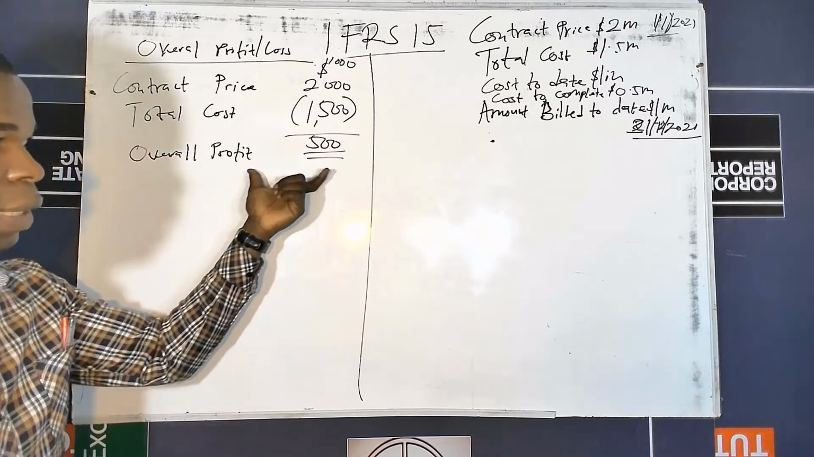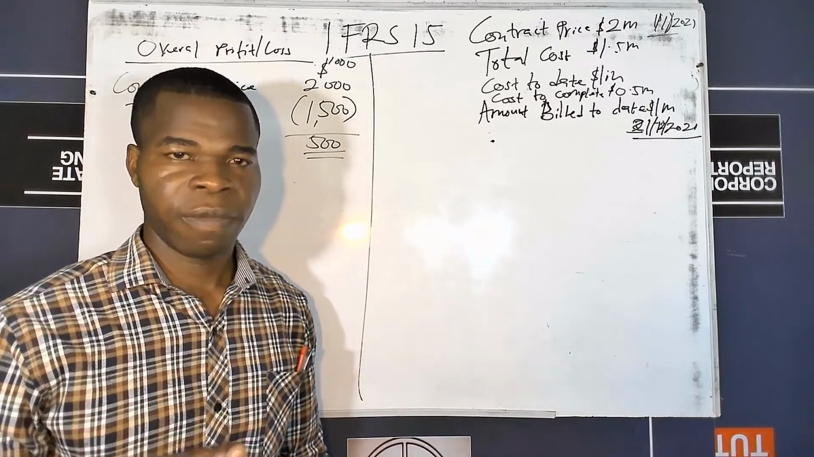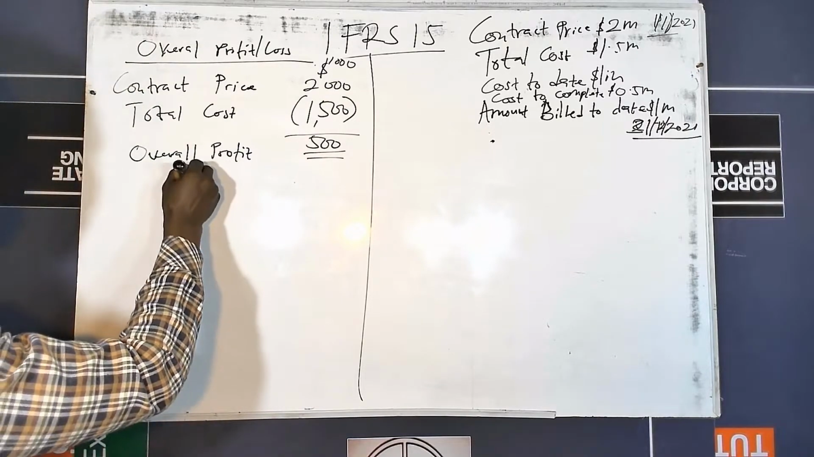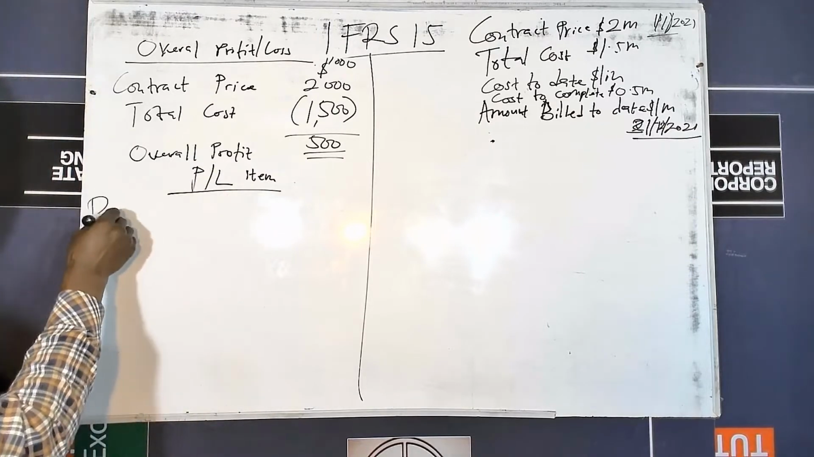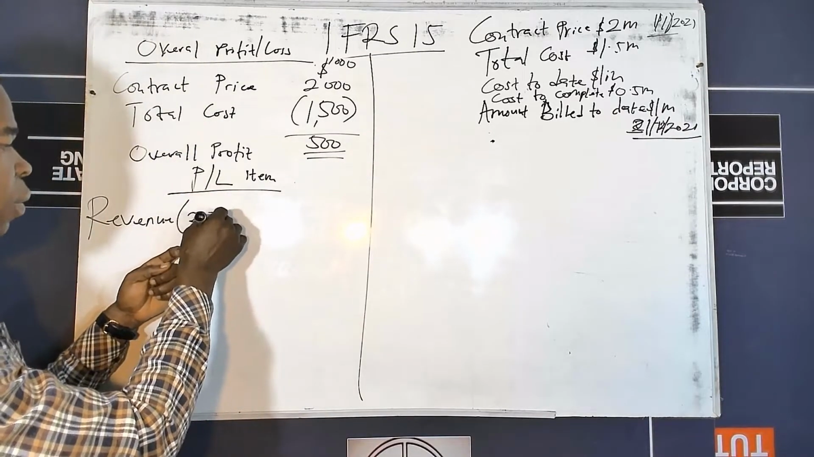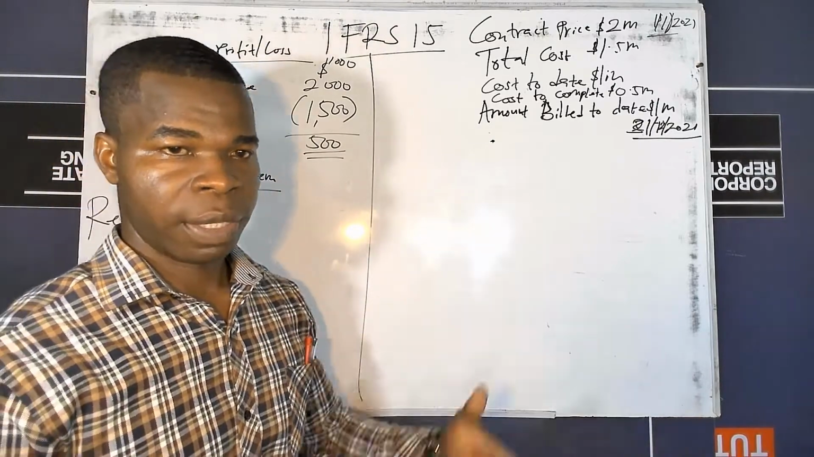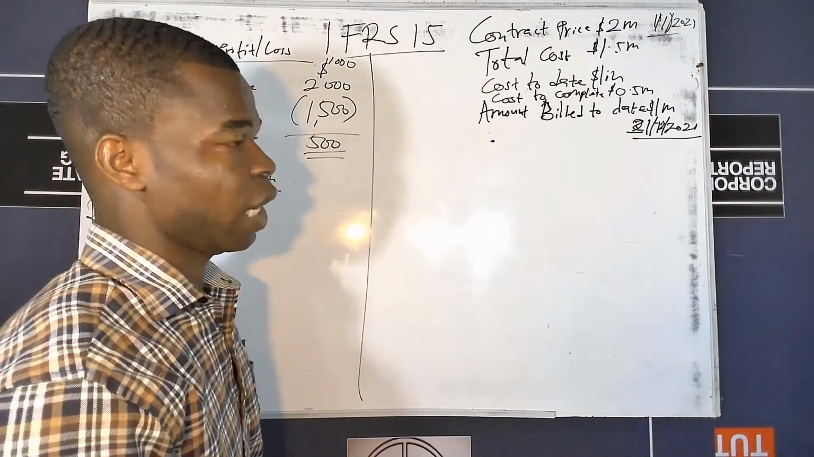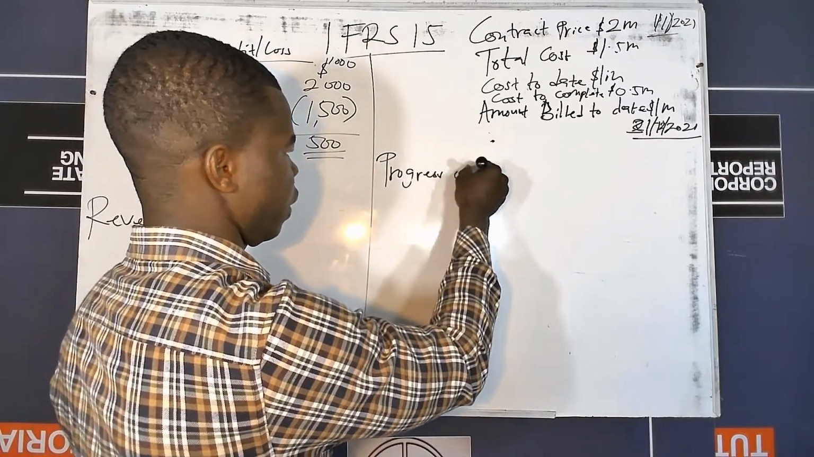So remember that once you have ascertained the overall calculation to be a profit, then you are supposed to determine the revenue and then the cost of sale. So how do we do that? Let's determine our revenue and the cost of sale. This is going to be our P&L item. Alright, so what is going to be your revenue here? Your revenue is going to be the contract price of 2,000 multiplied by a percentage of progress to completion. We don't know that one. Let's determine that. We said we should use the information available to us. We can use the input method. So let's look at our progress of completion.